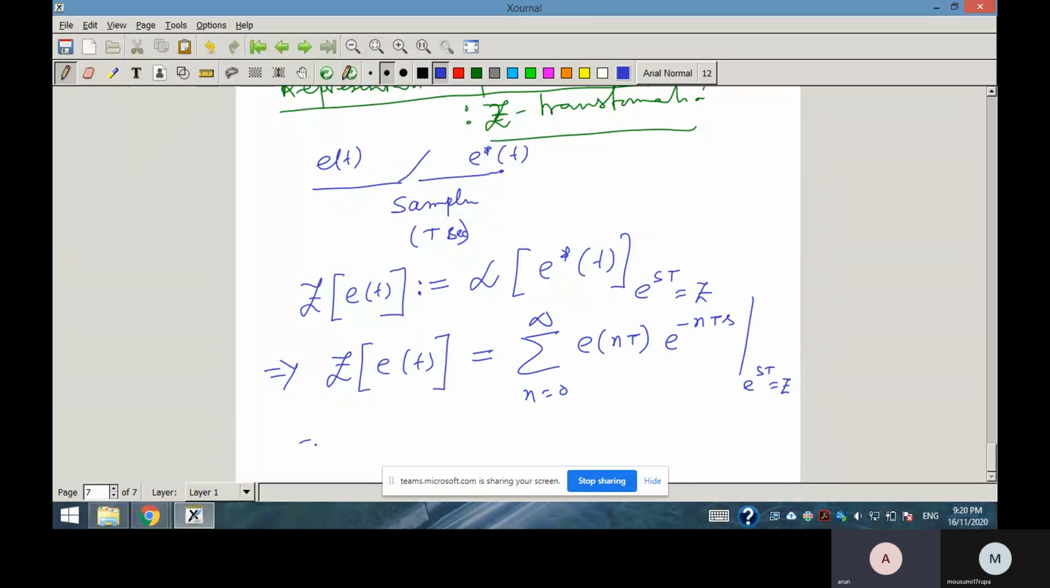So that means the Z transform of E t is summation of n equal to 0 to infinity E nT into z to the power of minus n. Right. So this we define as E z. This is a very important relation.